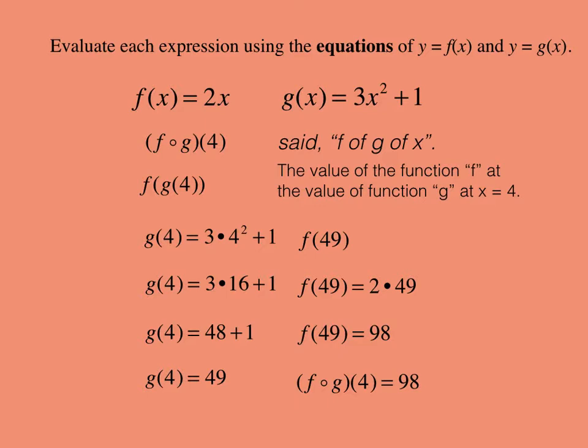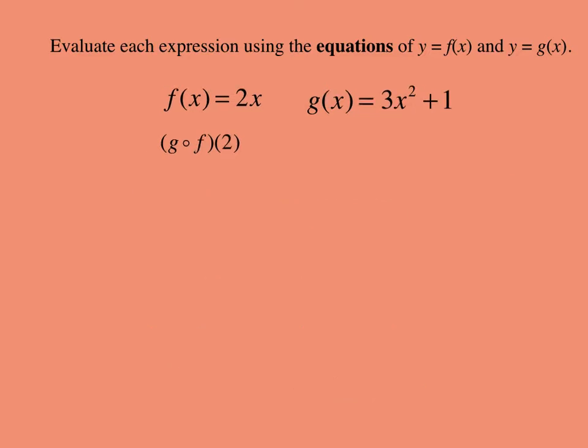We'll do another example using these same two functions. But instead of f of g of an input, we'll do g of f of 2. Again, I like to look at it this way. We'll start with f of 2, which equals 2 times 2. That's simple enough. The value of the function f at x equals 2 is 4.